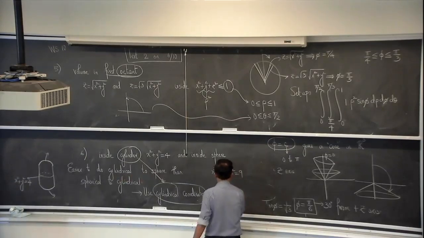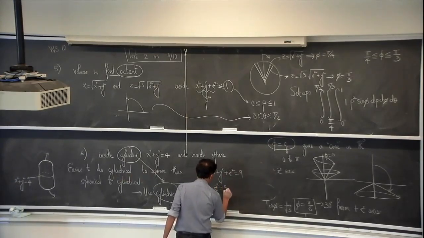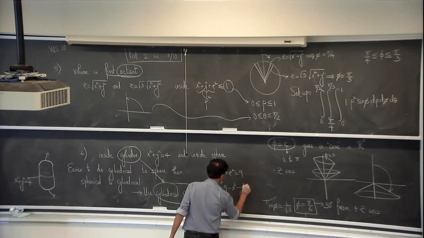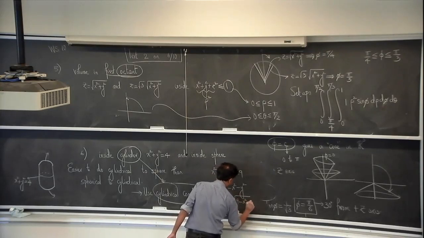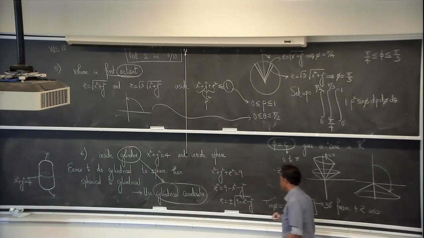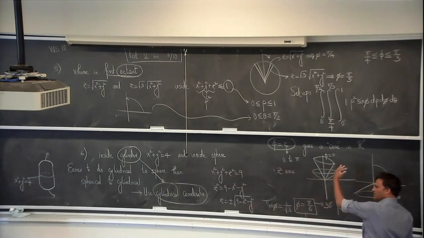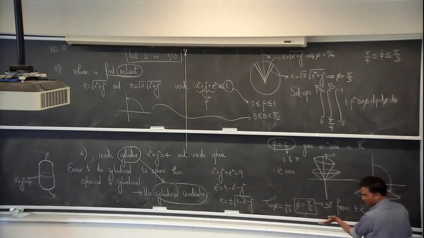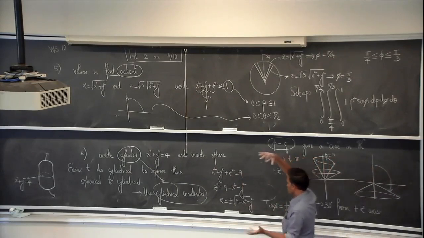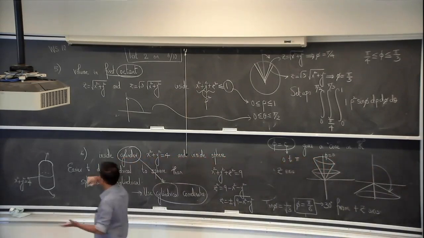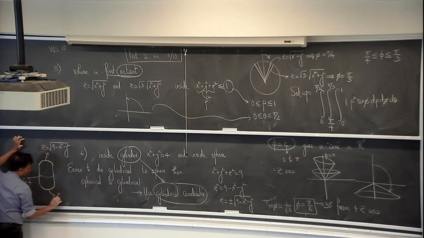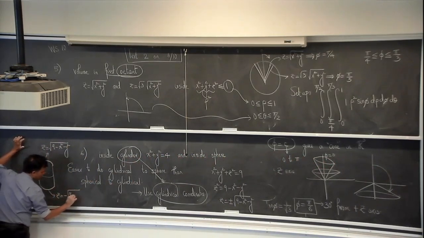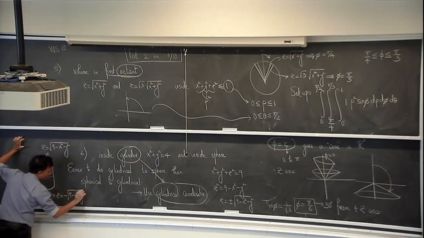So if you write this as z square equal to 9 minus x square minus y square, you have z equal to plus or minus the square root of 9 minus x square minus y square. The positive root is the upper hemisphere. The negative root is the lower hemisphere. Those are the two parts that are covering it up. So this is z equal to square root of 9 minus x square minus y square. And this is z equal to negative square root of 9 minus x square minus y square.